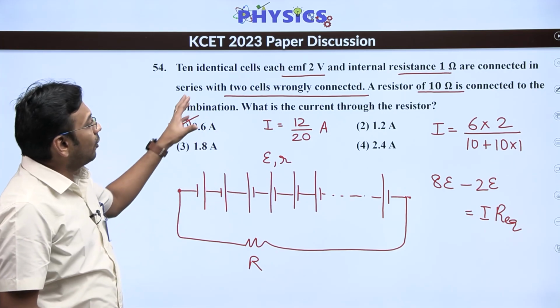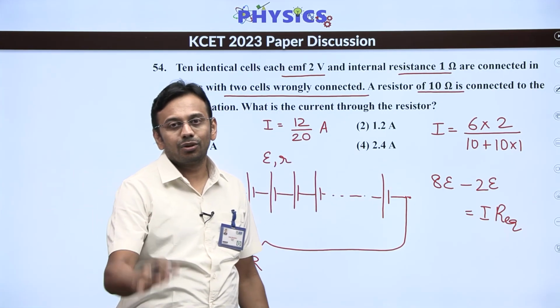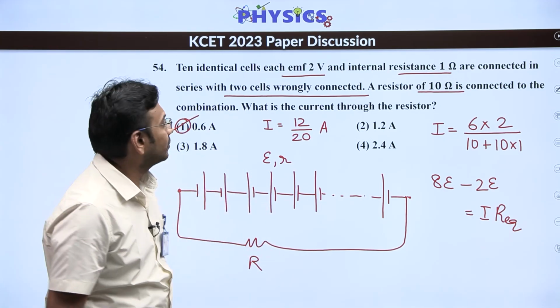So this is how we solve this question which has 2 cells connected wrongly. Let's move ahead, take the next question.